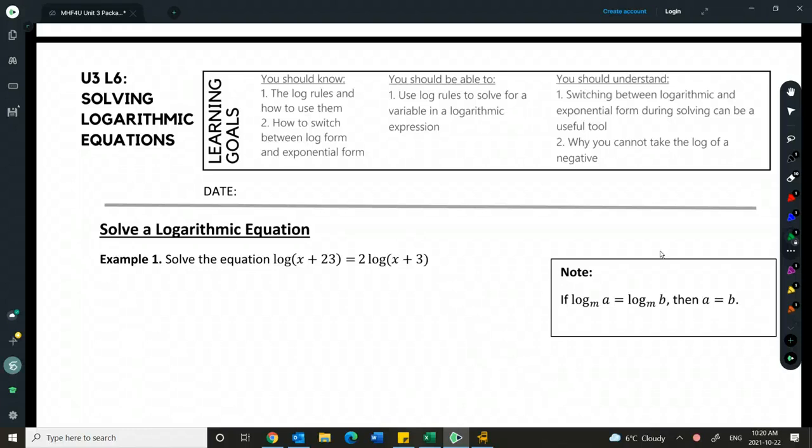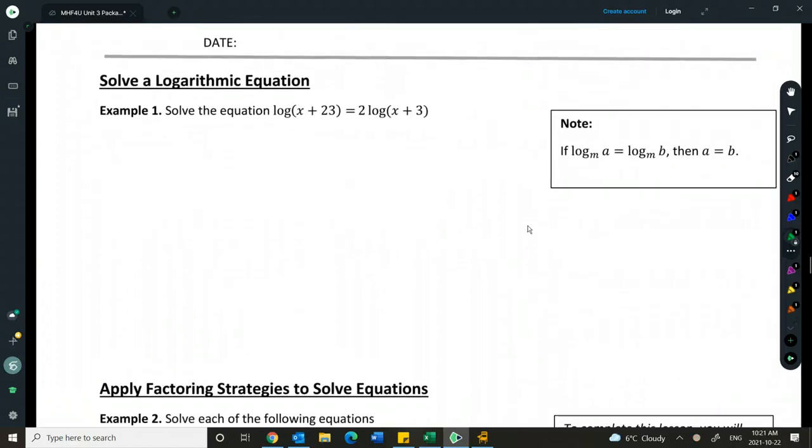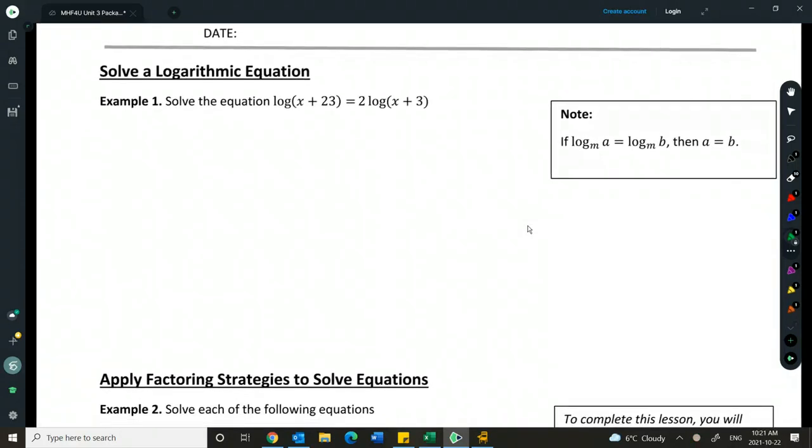Okay, so in lesson 4, we learned about solving exponential functions, so bases of numbers, unknowns, and the exponents. Today we're going to also talk about solving logarithmic equations. So x will typically be inside the logarithm, and then we'll have to figure out how to solve for that particular variable. So here's our first example. We have log of (x plus 23) equals log of (x plus 3) squared.